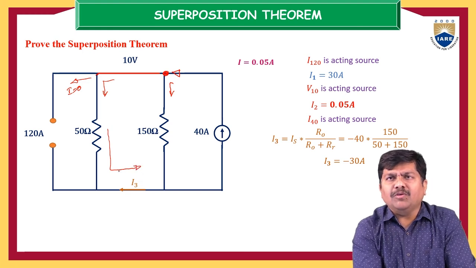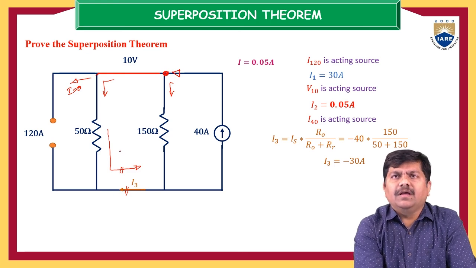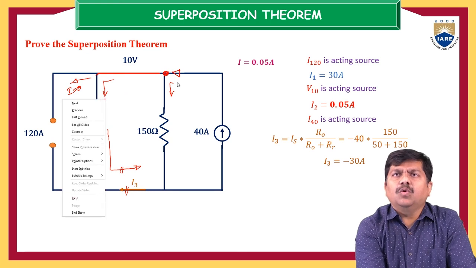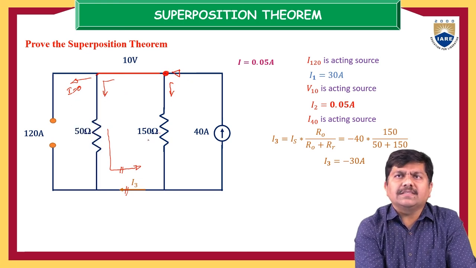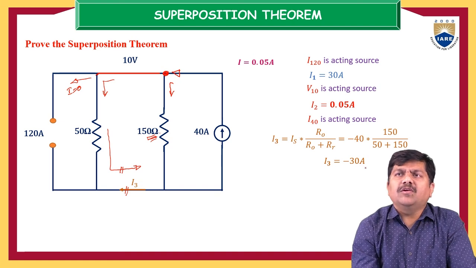Now the thing you have to observe here is that this is exactly in opposition to the I3 value. But the desired direction of the current is this one, I3. Only because of the conventional voltage sources and current sources, the current is flowing like this. So this current we can calculate as total current into opposite side resistance divided by the sum of these two. So that is minus 40, because the current is in the opposite direction, into opposite side resistance 150, divided by 50 plus 150. So I3 is equal to minus 30.